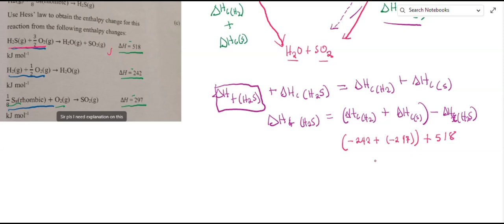Let me press this. I think I can use this to do the calculation. That will be minus 242 minus 297 plus 518, which equals minus 21. So the final answer is minus 21 kilojoule per mole.